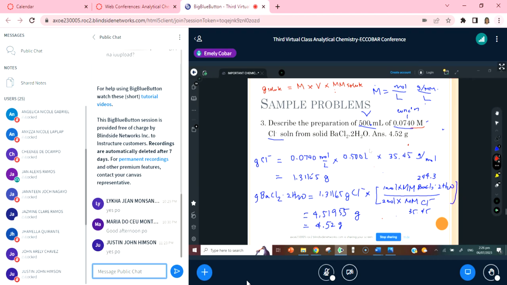Now, so that I don't get confused, what am I looking for? Grams of barium chloride dihydrate, right? Therefore, what's in the numerator of my chemical factor is what I'm looking for. So I am looking for barium chloride dihydrate, so this must be in my numerator. And my denominator is the given, the chloride.